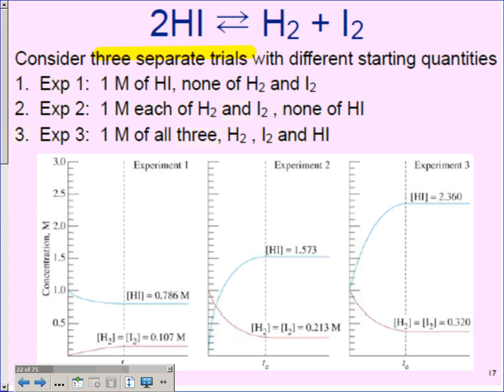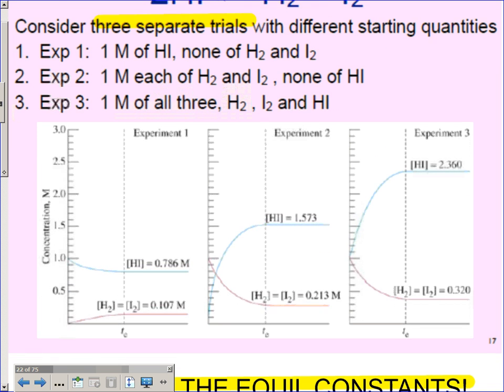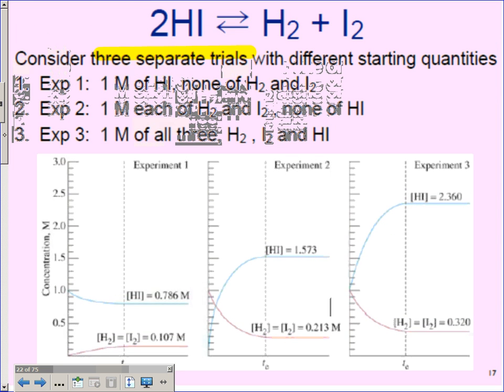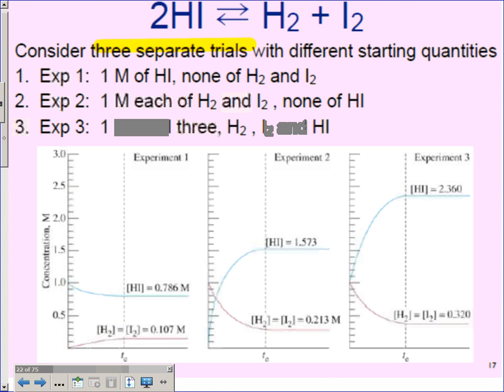But they've set up 3 experiments. Here's the particular reaction of interest. And with this reaction, you start off in 3 different ways. 1 molar of a reactant, 0 of the products. That's the first one, which you can see from this graph over here. You can see they start with 0 here and 1 here. And then 1 molar of each of the two products and 0 of the reactants. So you can add whatever you want to. I'm calling them reactants and products based on their location in the balanced chemical equation. And then the third experiment, they just put 1 molar of all of them.